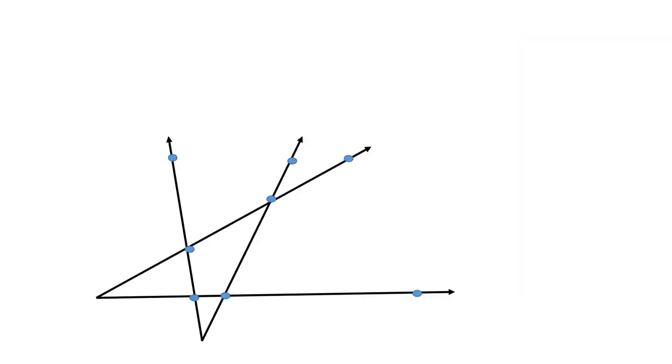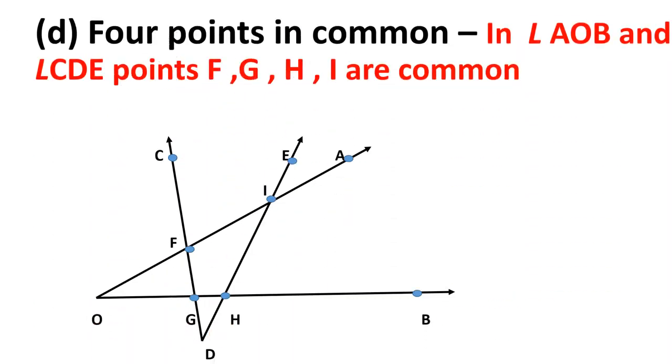D part, 4 points in common. See angle again, AOB and CDE. See, 4 points are common in that. F, G, H, I. This is only the way how I am making these two angles, how they are intersecting with each other. These two angles are intersecting like this: first one point is common, then 2 points are common, then 3 points are common, and now 4 points are common.